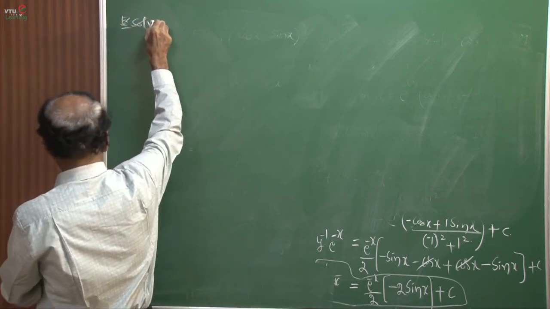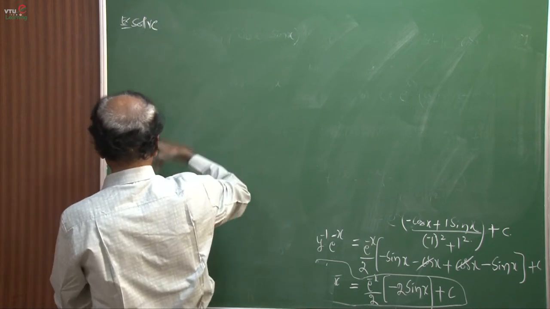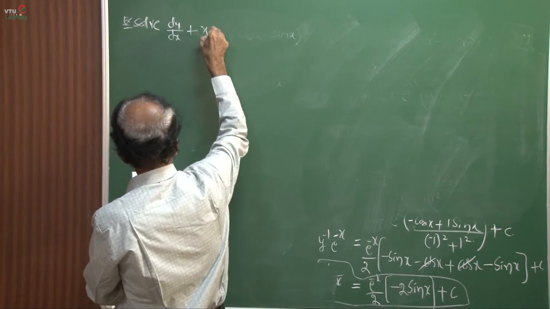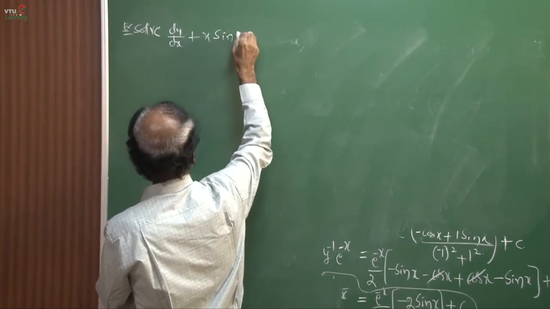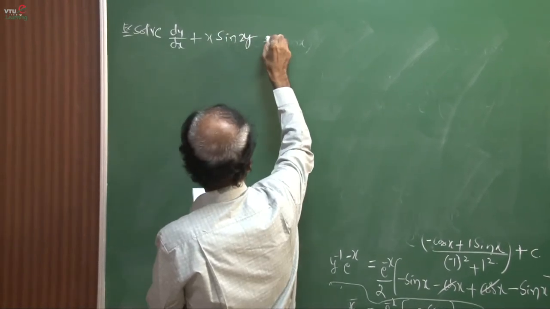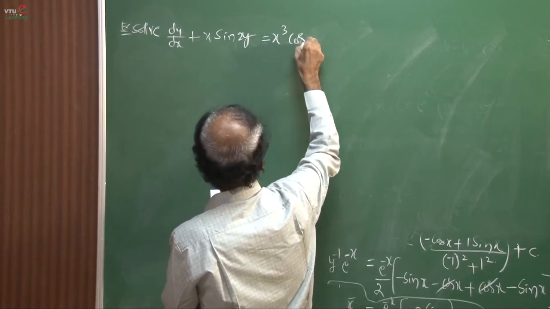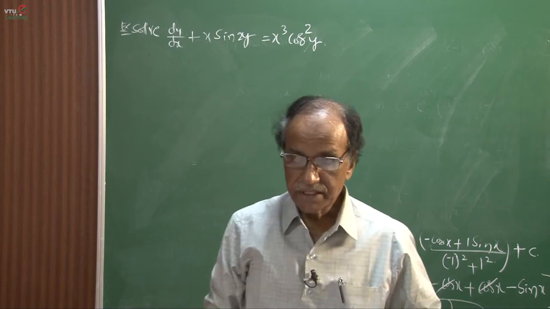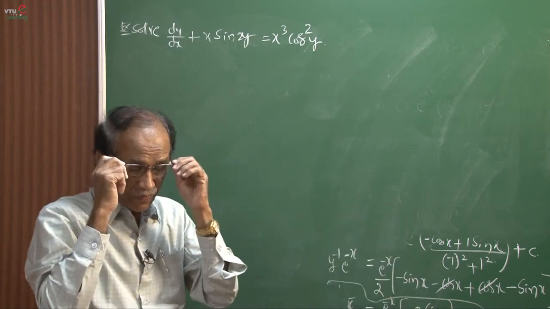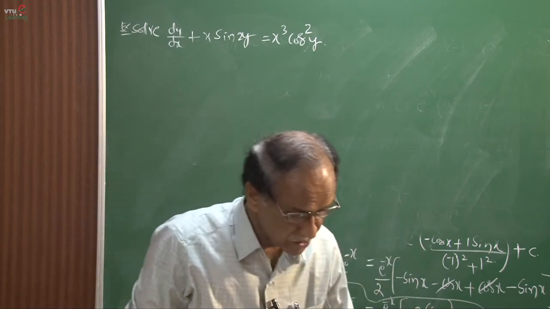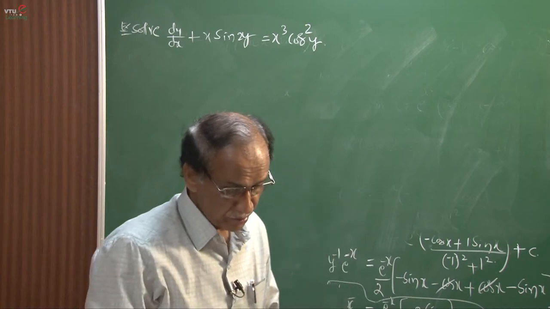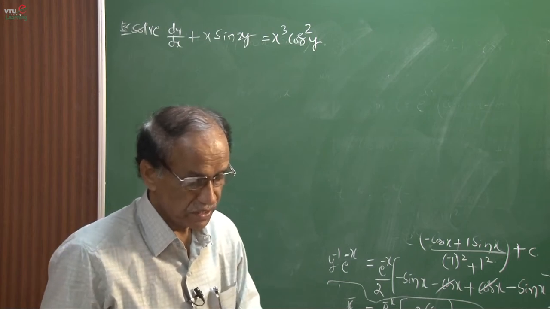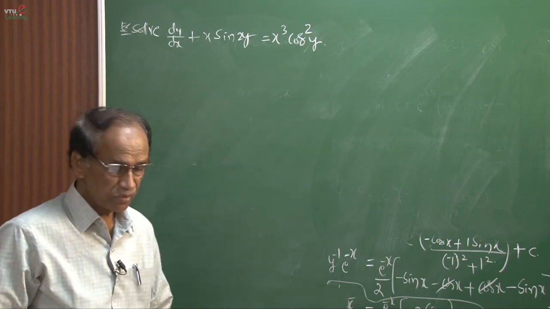Solve dy by dx plus x into sin 2y equal to x cube into cos square y. Try to concentrate on this problem also. Read the problem carefully, because you have to copy the problem from the paper properly with the powers, otherwise trigonometric formulas will not help us to simplify.